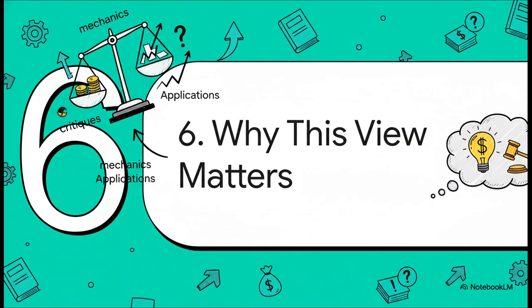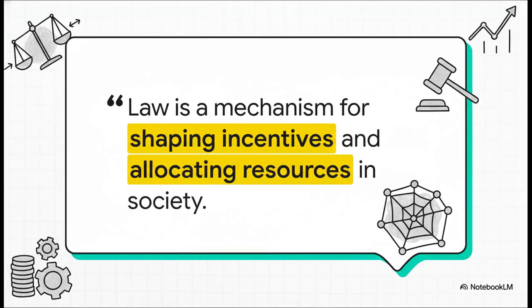So after looking at how it works, where it works, and its valid critiques, what's the big takeaway here? Why does this economic lens even matter? You know, I think a quote from Cooter and Ulen, two of the pioneers in this field, sums it up perfectly. Law isn't just some abstract set of commands from on high. No, it's a powerful, real-world mechanism for organizing our society, for shaping our behavior, and at the end of the day, for deciding who gets what.